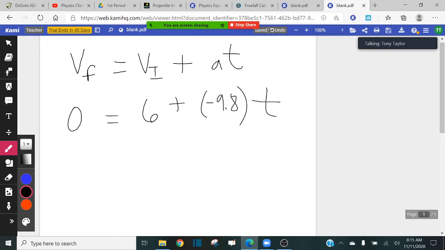All right, so now, guys, we need to solve this equation for t. Do you follow me? How do I get t by itself? First thing I need to do, I need to take 6 and move it over to the other side of the equal sign. So in order to move it over, I need to subtract 6 here. That goes away. Whatever I do to one side, I have to do to the other. So I'm just left with negative 6 equals negative 9.8 times t. Hopefully you guys are following me.